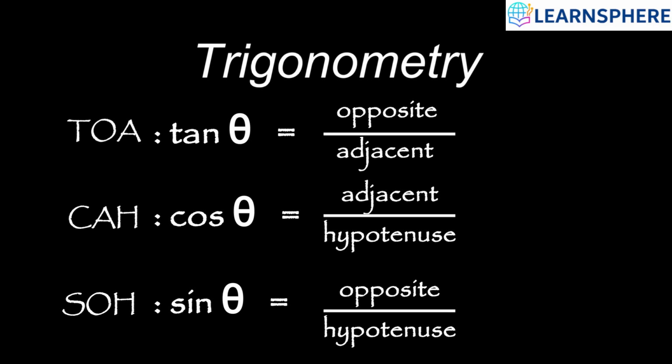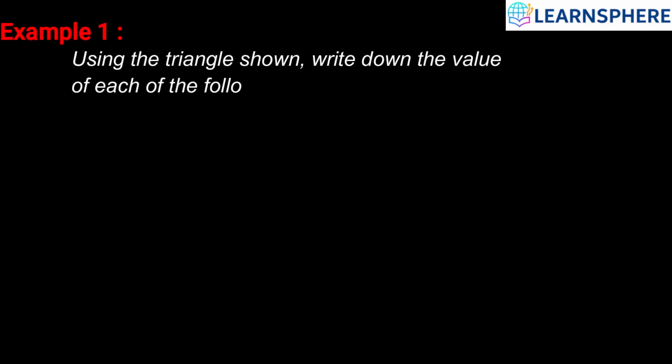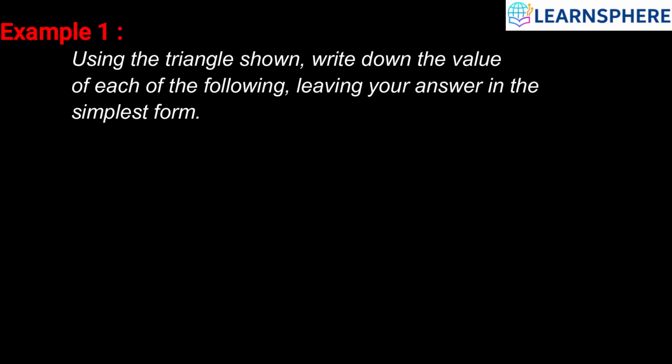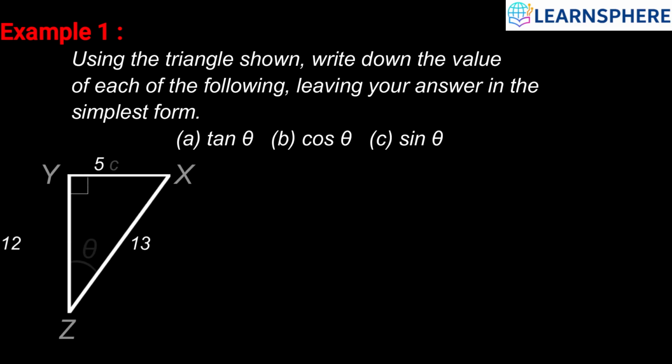Let's go on to a few examples involving TOA CAH SOH. For the first example, we have the question of, using the triangle shown, write down the value of each of the following, leaving your answer in the simplest form. For part A, we are asked to find tangent theta, for part B, cosine theta, and for part C, sine theta.